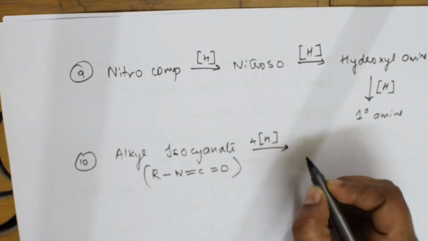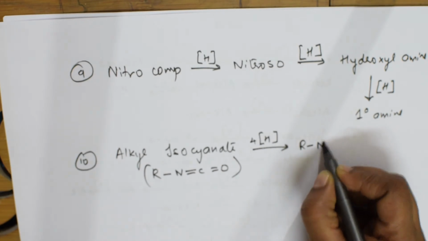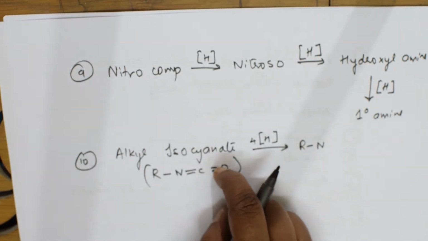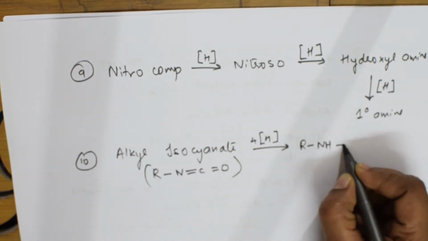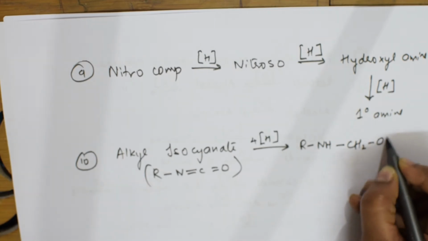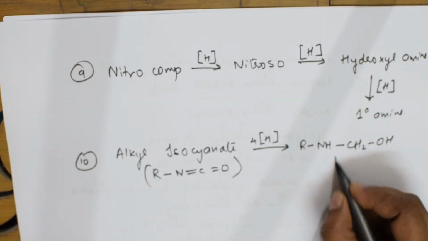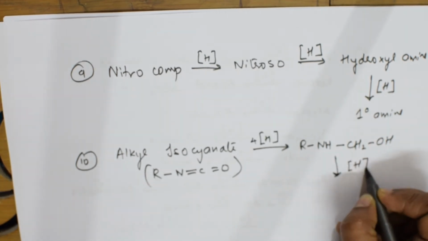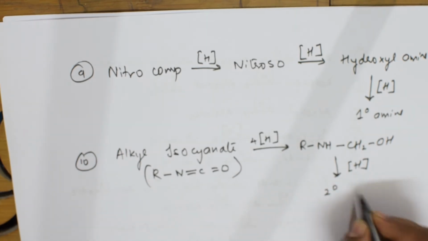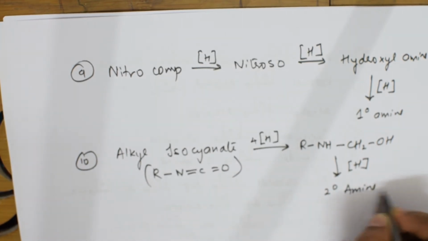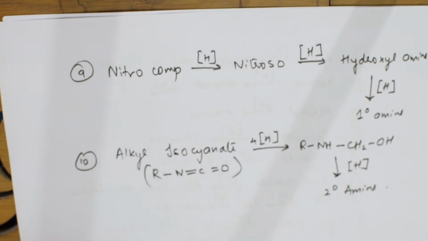Total number of 4 hydrogens add here. How? R N, this double bond is broken. Here also the double bond is broken. You get RNH CH2OH. Now further, if I perform reduction on this, I'll be getting a secondary amine. Secondary amine. Done, students? Yes.